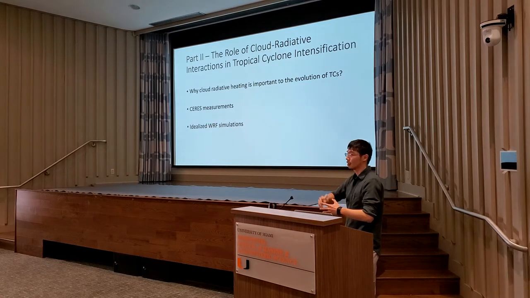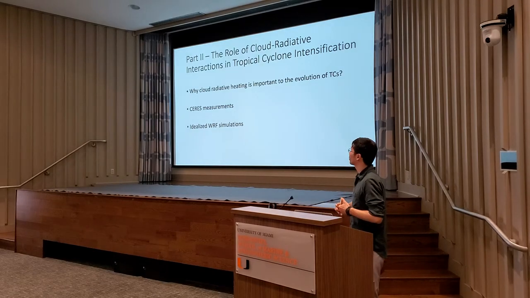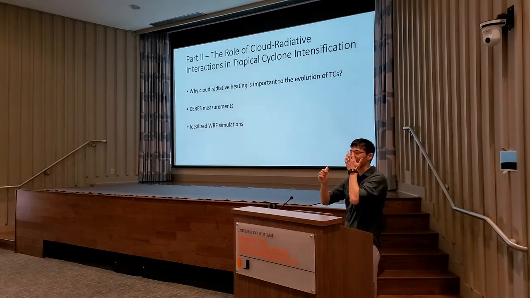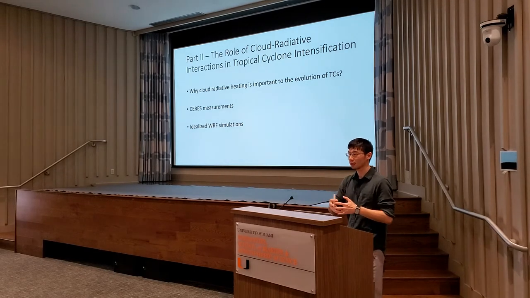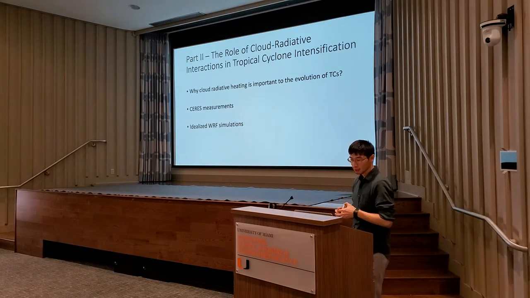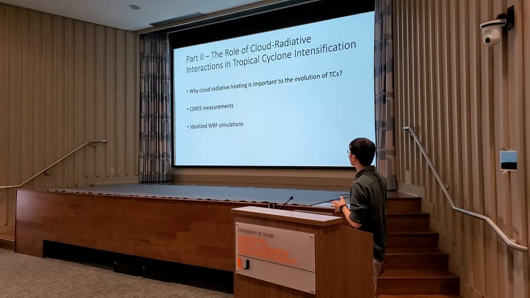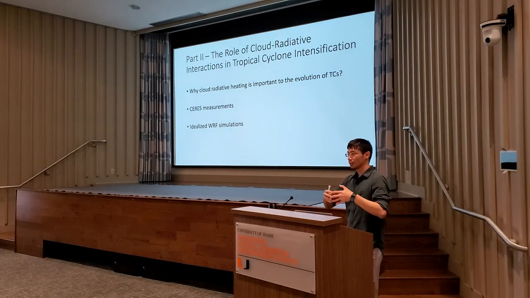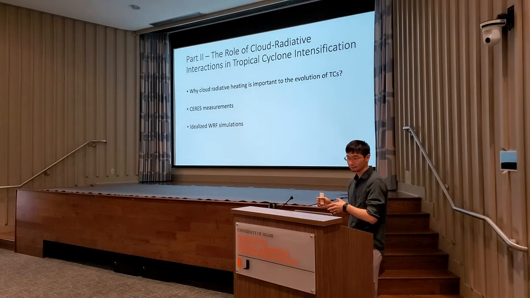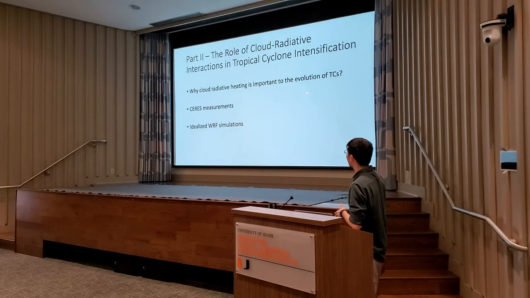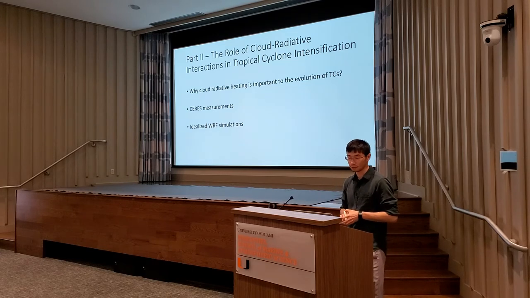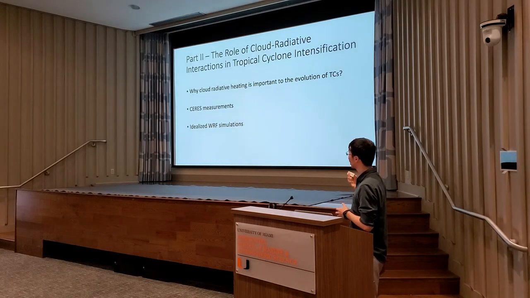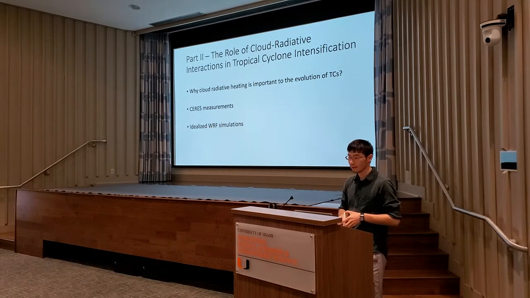So after the first part, here is the second part, where we're trying to discuss TC intensification from the radiative heating perspective. Here, we're trying to discuss the interactions between clouds and radiation and how these interactions affect TC intensification. To start with, I will explain why cloud radiative heating is important to the evolution of a tropical cyclone. In this section, I will use NASA CERES measurements and also idealized wave simulations to do the investigation.